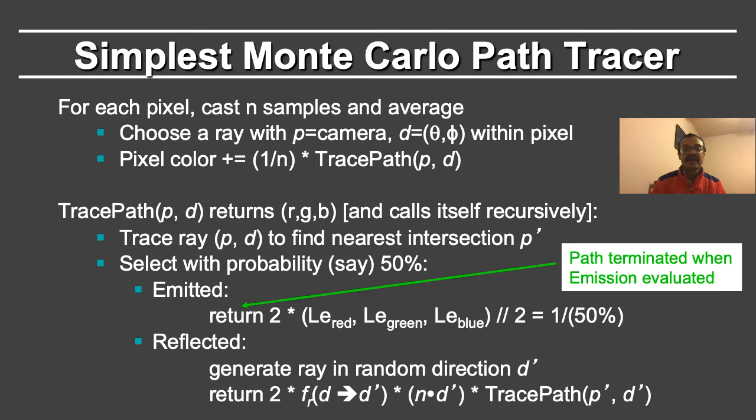Finally, this is a recursive algorithm. One question is, when does it ever terminate? If trace path keeps calling itself, it terminates when it hits the emission part. At that point, it just returns because the path does not continue further.